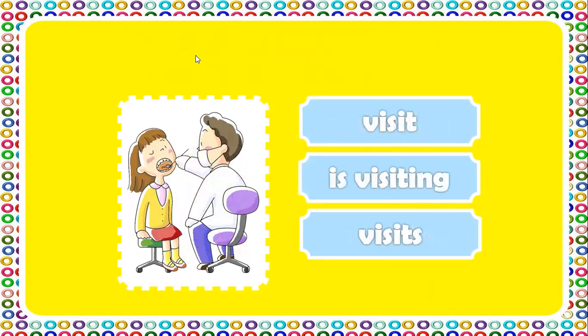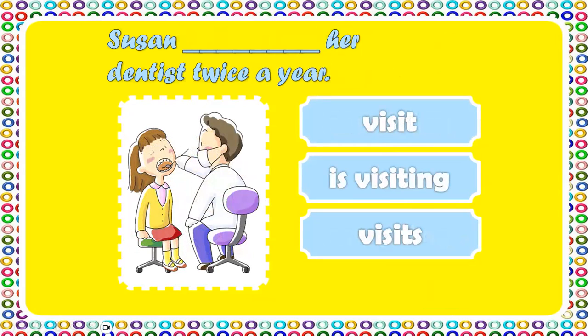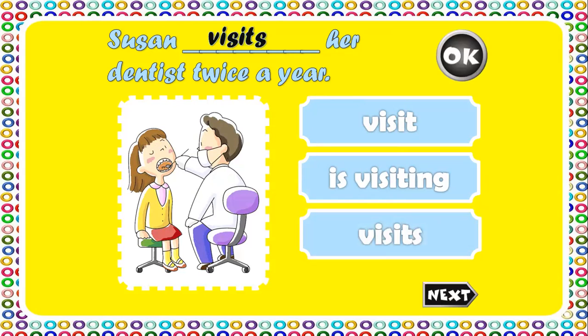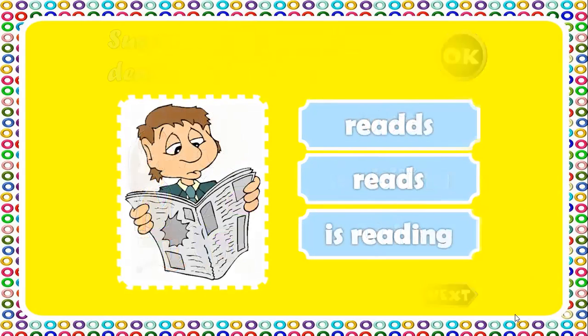Help me, please, Daniela. What do you think is the answer? Number 1. Okay, visit. Or visit, or it's visiting. Susan, we're talking about a girl, remember. Visits, because we're talking about third person. Recuerden que estamos hablando de tercera persona, so we use S. Thank you, very good, miss. Thank you, thank you. Let's go next one.